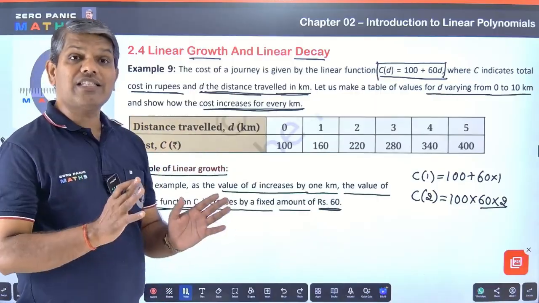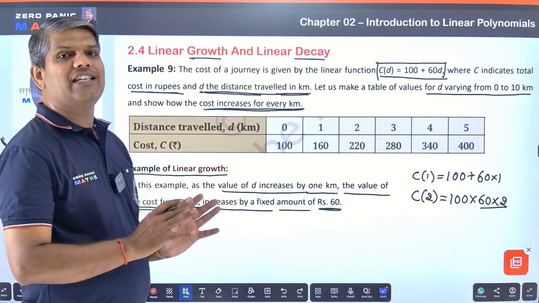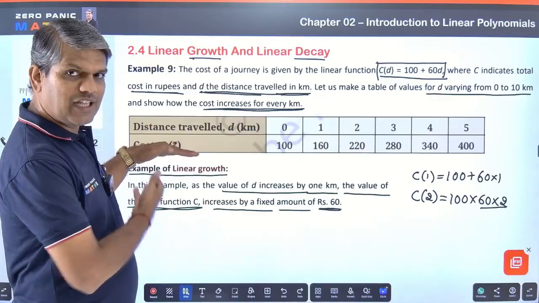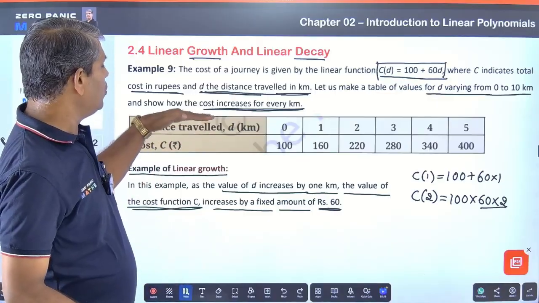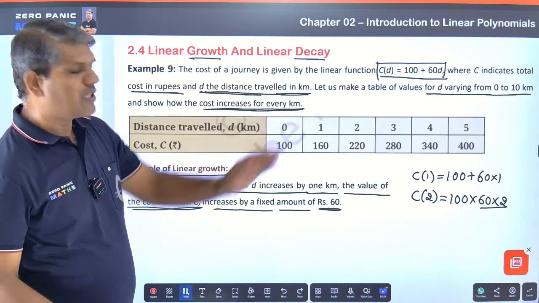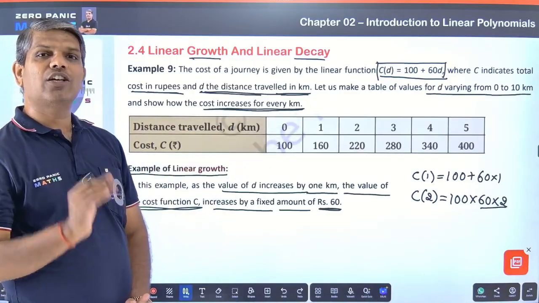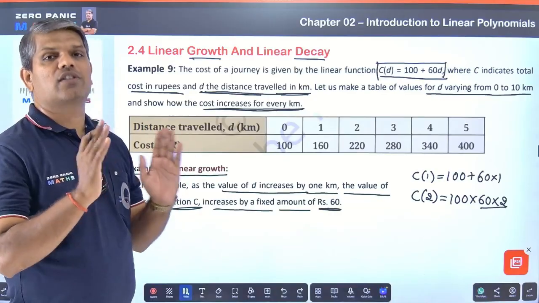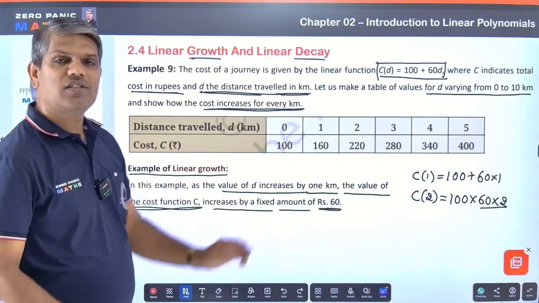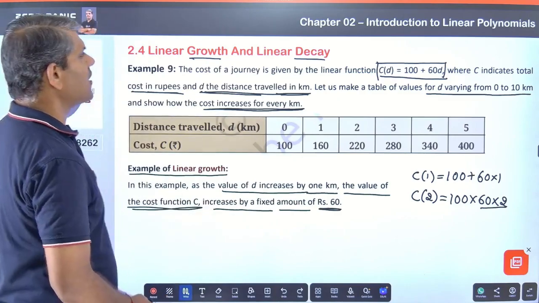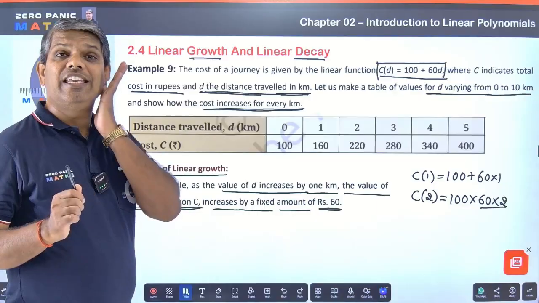So this constant increase in the value of one quantity, that is cost here, due to the change in another quantity in the given expression is called linear growth. Why is it called linear? Because the growth is constant, and that constant is 60 rupees here. Hope you understood this. Now we will see another example where there is a linear decay.